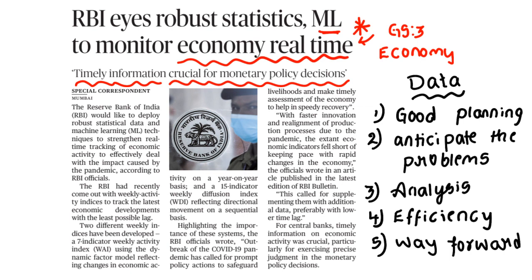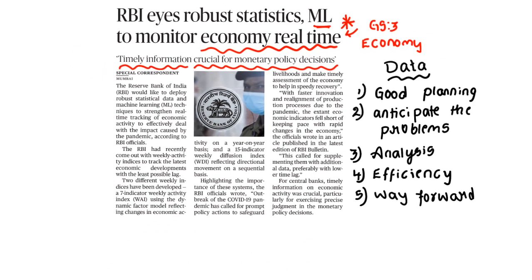Clear? So the government and RBI recently came out with weekly activity indices to collect the latest economic developments. Why? See, if data comes with minimal lag. Lag is a term which means the time taken to collect data and to get implementation. See, data is collected after completion of the work, right? After completion of the work, the next remedial measures would take some time, so that lag would be seen. By that time, harm might happen, right? To reduce that harm, RBI is willing to go for real-time data collection so that the lag would come down.